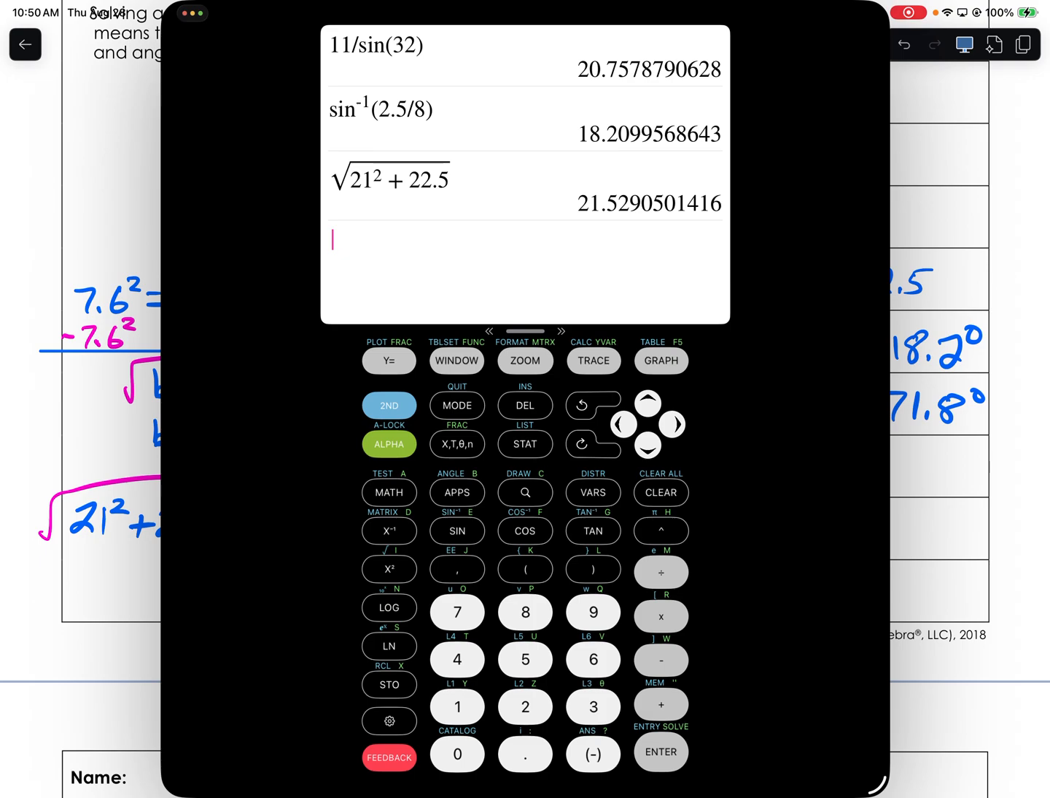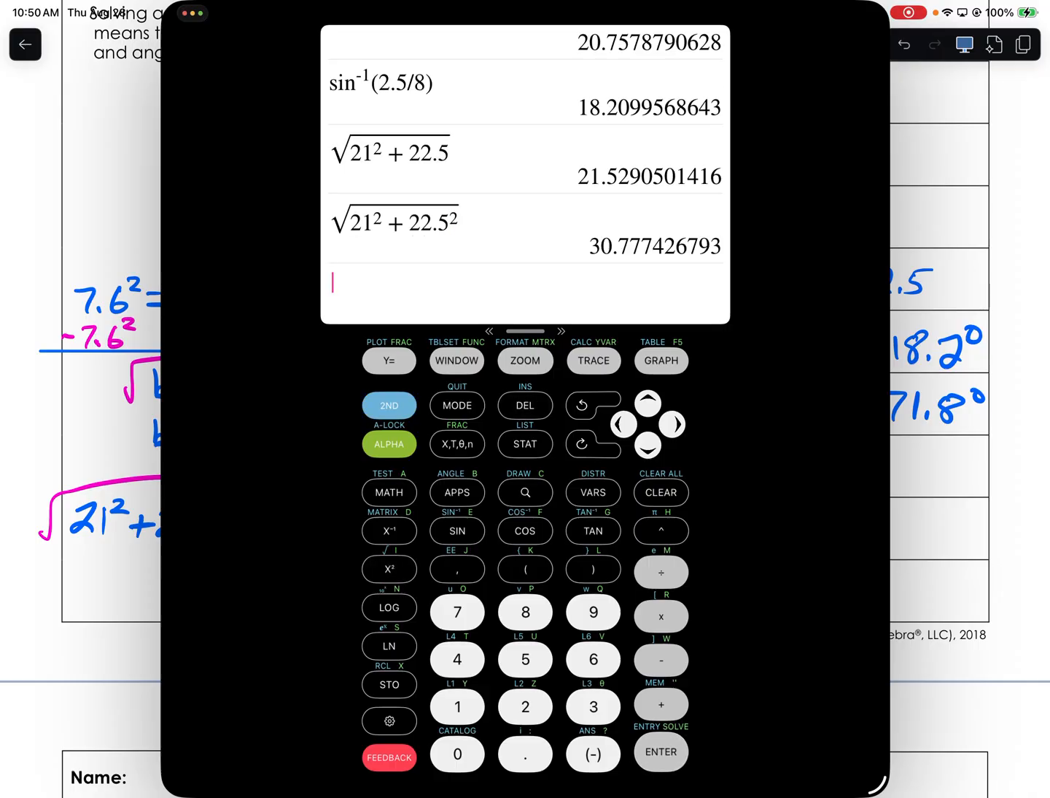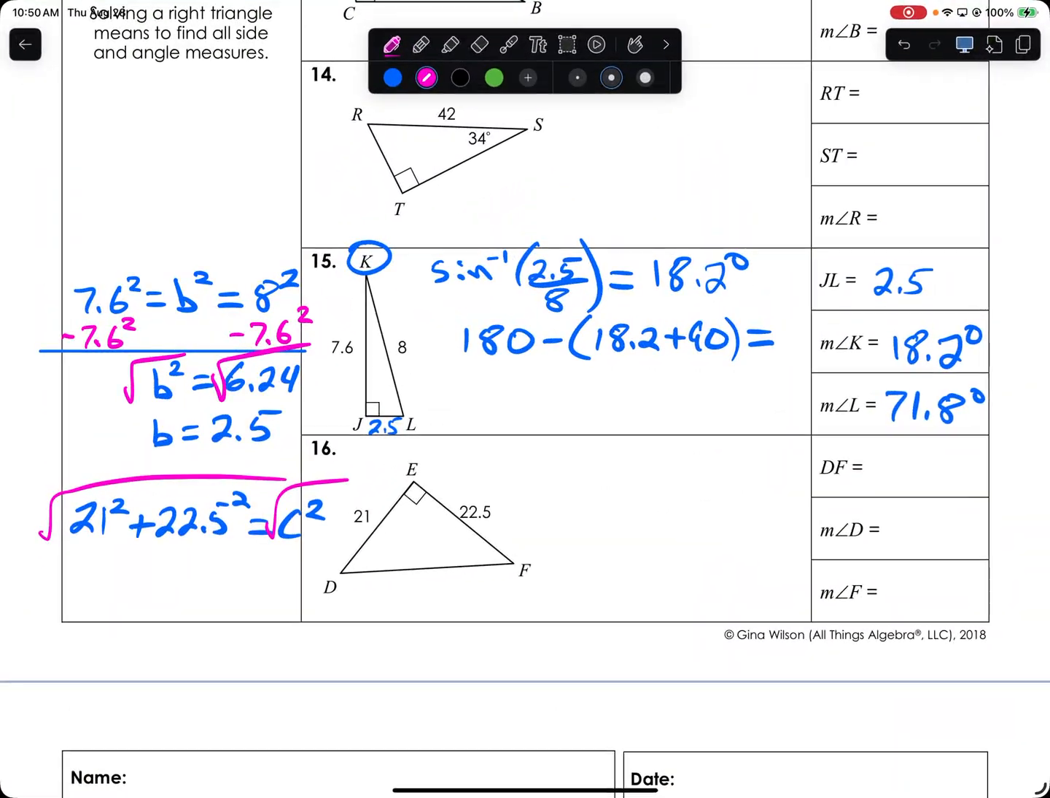That doesn't seem right. Oh, I forgot the square. It's like something is wrong. So I have to go back in and I can go second insert and put a squared in there. And now it'll work. So 30.8 rounded to the tenths. So DF is 30.8.